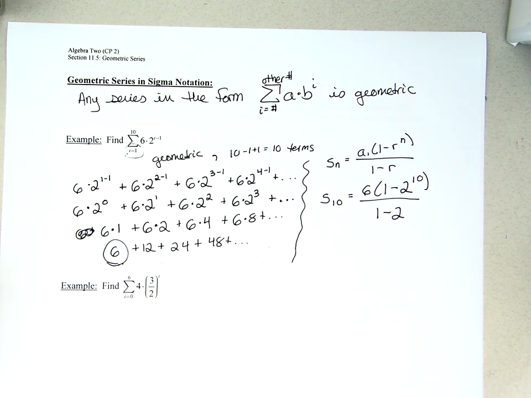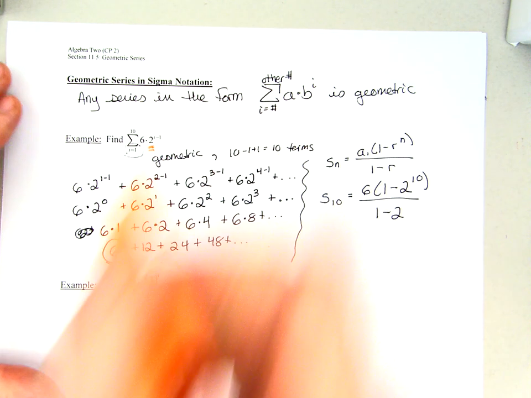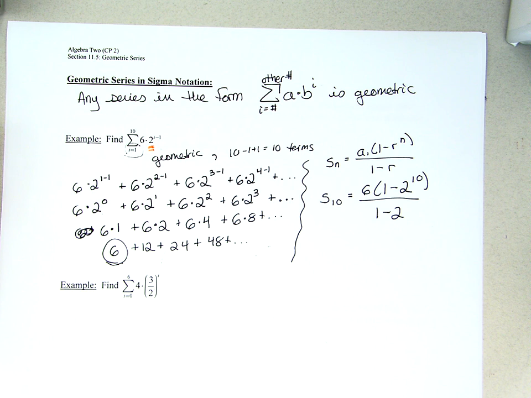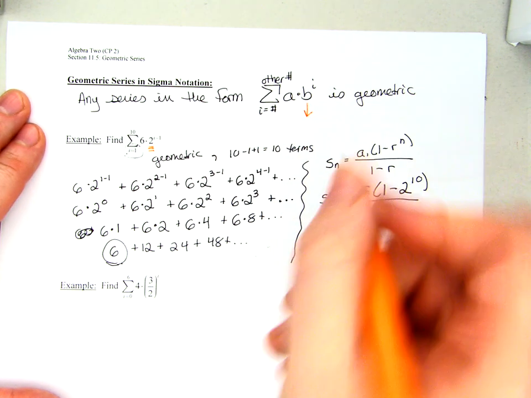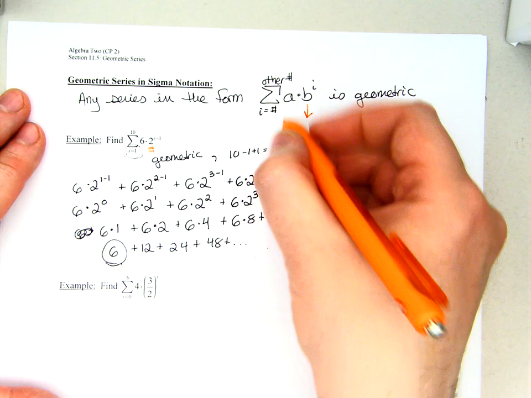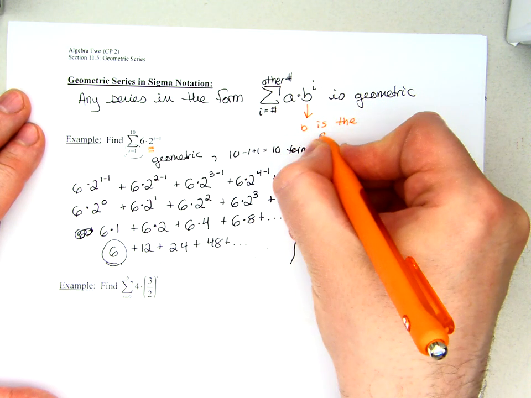Now, go back to your series formula. Do you see a 2 in there? Yeah. That base of the exponential function, the thing I'm raising to my variable power, will always be the common ratio. I want to go back to the beginning where I said a times b to the i is geometric. B is the common ratio.